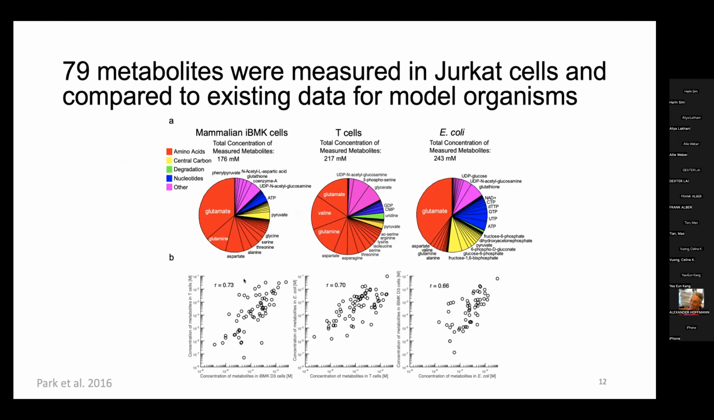With all of that, we were able to measure 79 metabolites in the Jurkat cell lines, and we compared that to existing data for the 2 model organisms that we used as reference. What we saw was a lot of similarity across the 3 organisms, particularly in the grouping. So like the highest concentration group of metabolites across all 3 is amino acids. We also plotted the different metabolite concentrations between different organisms and found pretty high correlation across them. But then we also see some kind of distinct features across different metabolites, particularly this higher valine concentration in T cells, which might be interesting.